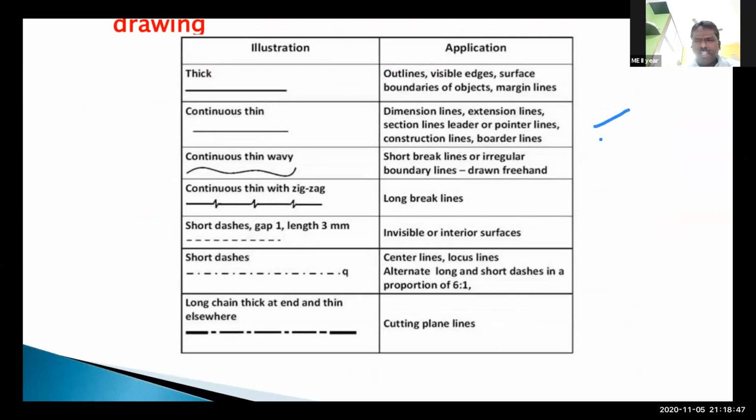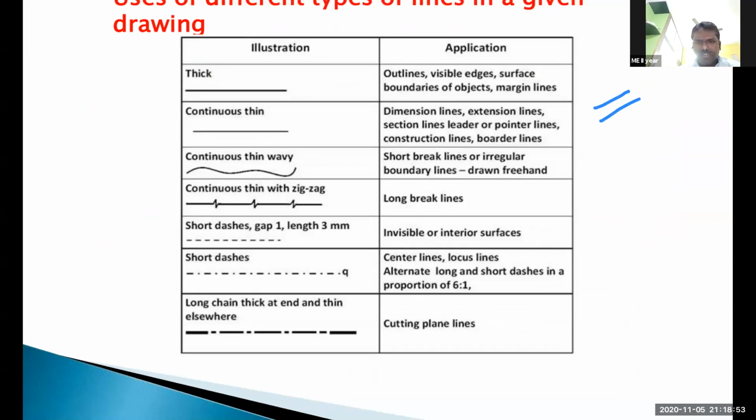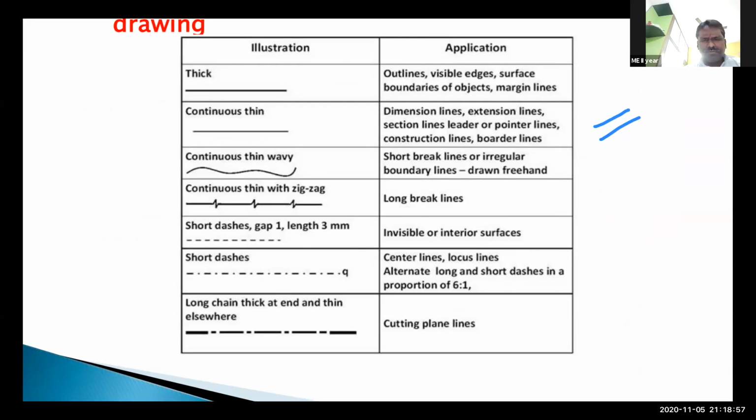So, different types of lines. Suppose an object is there. That object is represented with the help of a thick line.